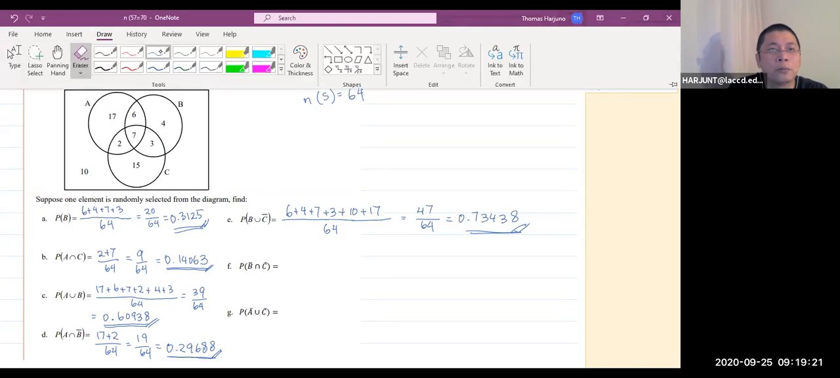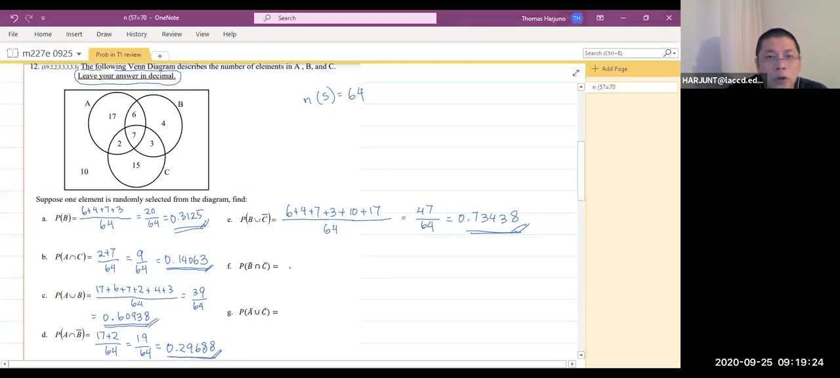Okay, I'll go on. Probability of not B and not C. It's out of 64. Not B are these. These are not B's. Now of these not B, which are not C's? It's an N, right? N not C. So this is not C. This is not C. So that would be 10 plus 17. That's 27 over 64. That's 0.4218.